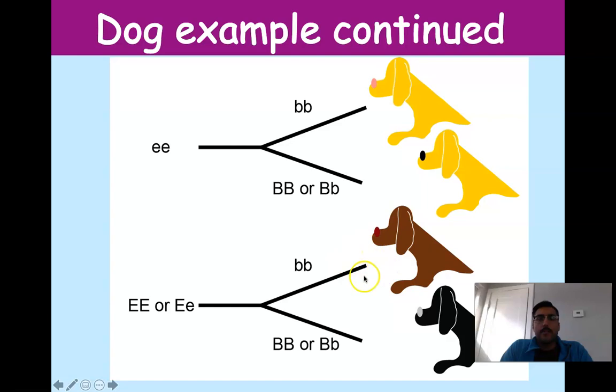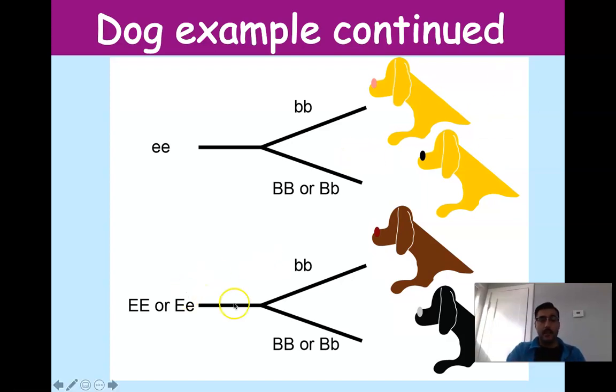Another good example here, right? As soon as you have a little e, you're going to be colorless or yellow, no matter what. It doesn't matter if you should have shown brown or you should have shown black. The epistatic gene trumps the other gene's phenotype, whatever it is. In this case, we're talking about coat color in dogs. It could literally be anything. Whatever the trait is, the epistatic gene covers it up.